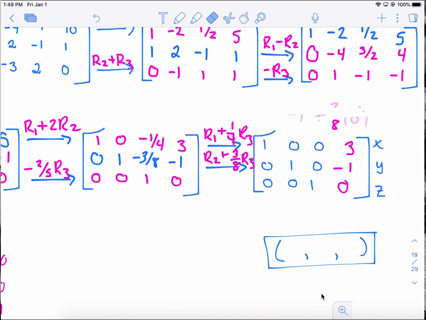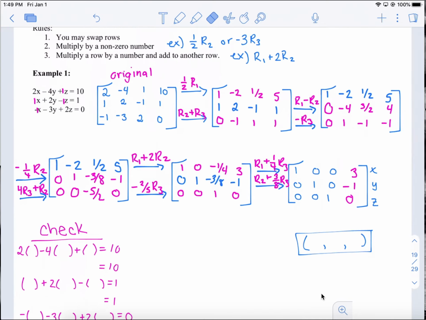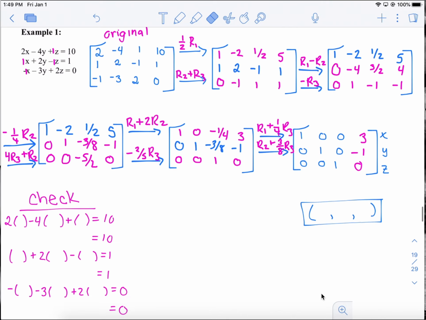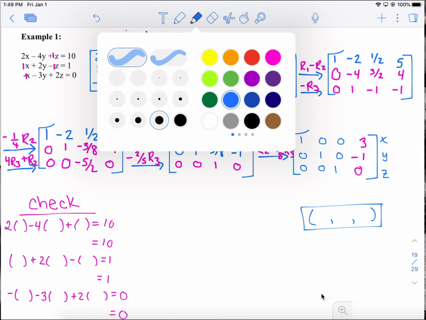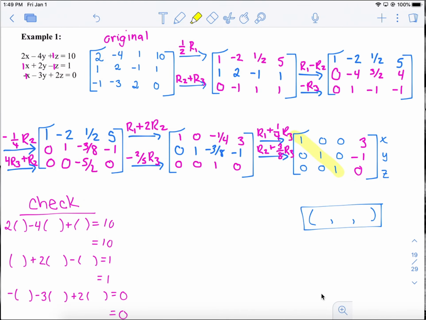Okay. All right. That is the end of our reduced row echelon form. We reached our final goal where we have 1s in all the columns, which means that now I have my X, I have my Y, and I have my Z. So my points are 3, -1, and 0. That's my X, my Y, my Z.